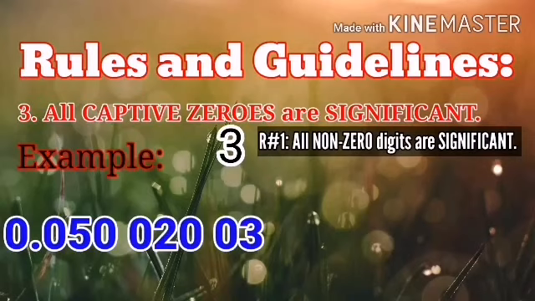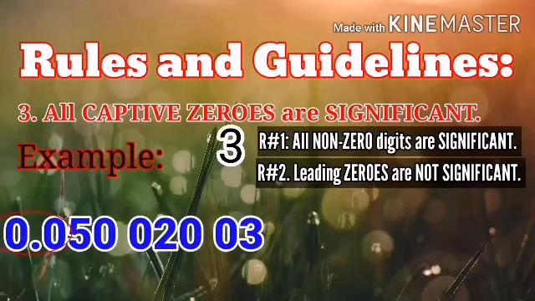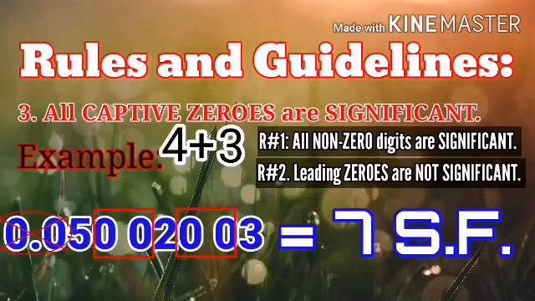Let's now apply rule number 2. All leading zeros are not significant. These are now the leading zeros and are not significant. And for rule number 3, captive zeros, these are now the captive zeros. How many are they? 1, 2, 3, 4. Therefore, we have 4 significant figures from rule number 3. All in all, how many significant figures do we have now? 3 plus 4, we have 7 significant figures.